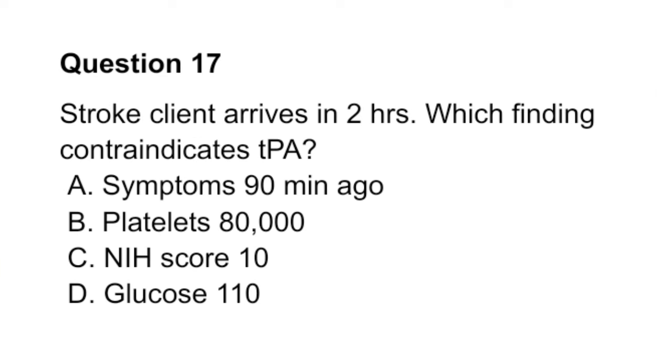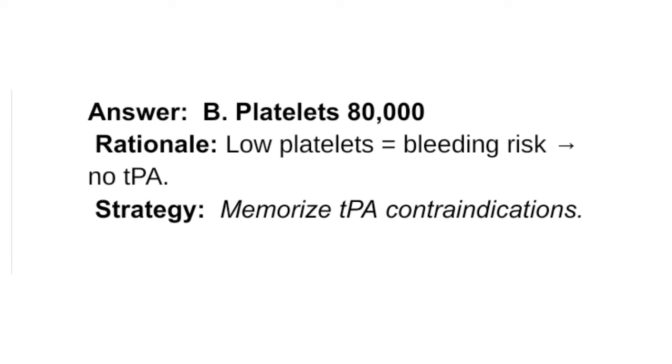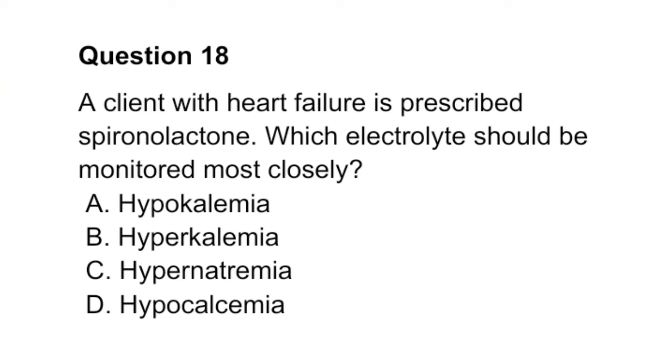Question 17. Stroke client arrives in 2 hours. Which finding contraindicates TPA? A. Symptoms 90 minutes ago. B. Platelets 80,000. C. NIH score 10. D. Glucose 110. Answer, B. Platelets 80,000. Rationale, low platelets equals bleeding risk, no TPA. Strategy, memorize TPA contraindications.